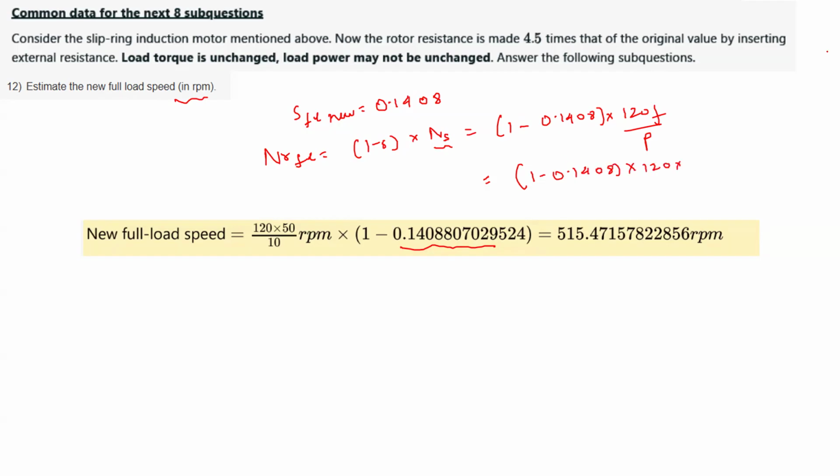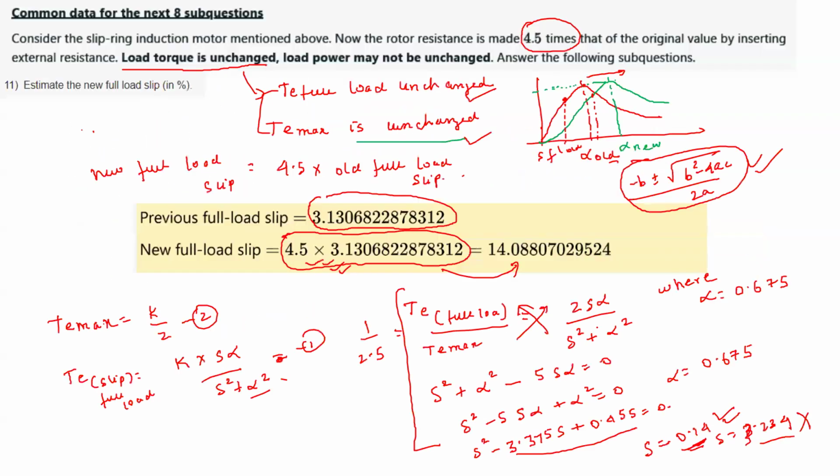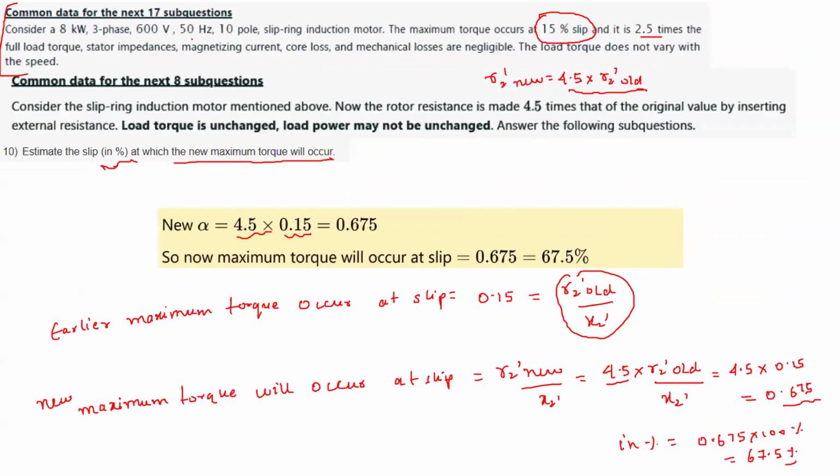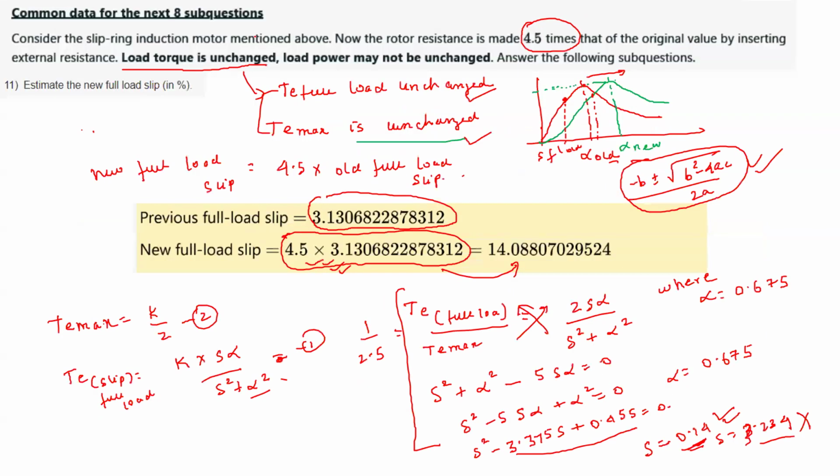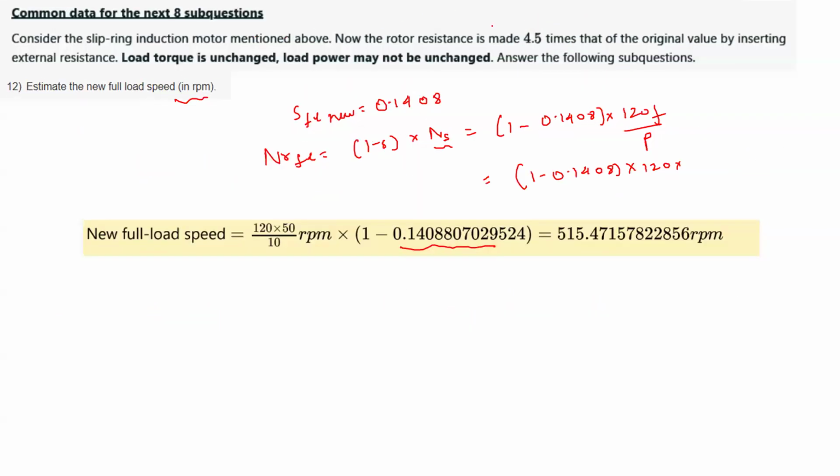I'm just hiding this because it is coming in between. Because the system is the same as the previous question, where the system was 50 hertz and 10 pole, I'll just substitute 50 hertz and 10 poles. So this is 50 and 10. If you simplify this, doing the multiplication and all that, you will get this answer. So this is how you will get the new full load speed.